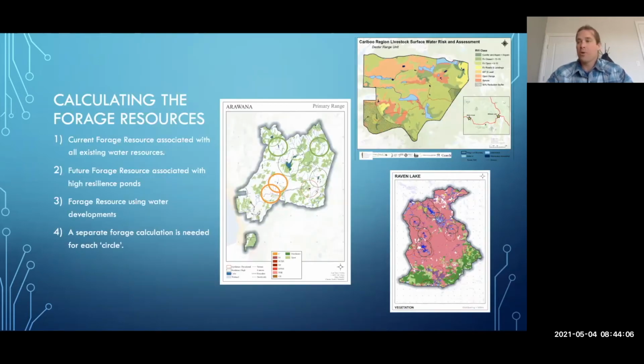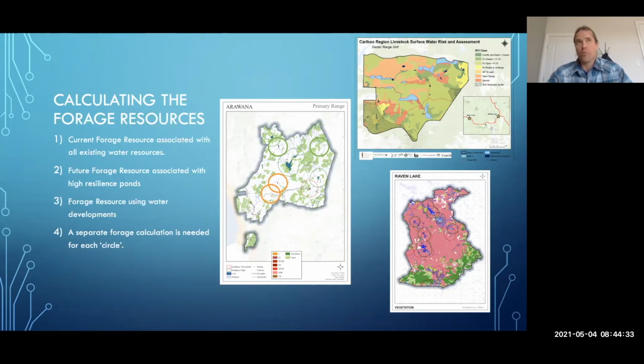So there's a number of uses or reasons why we would calculate our forage resource, and one of them would be just: what is our forage resource, how much is on a range unit? So what is the overall forage available without any extra water developments, just the way that it is? What is our carrying capacity, or what is our current forage resource?